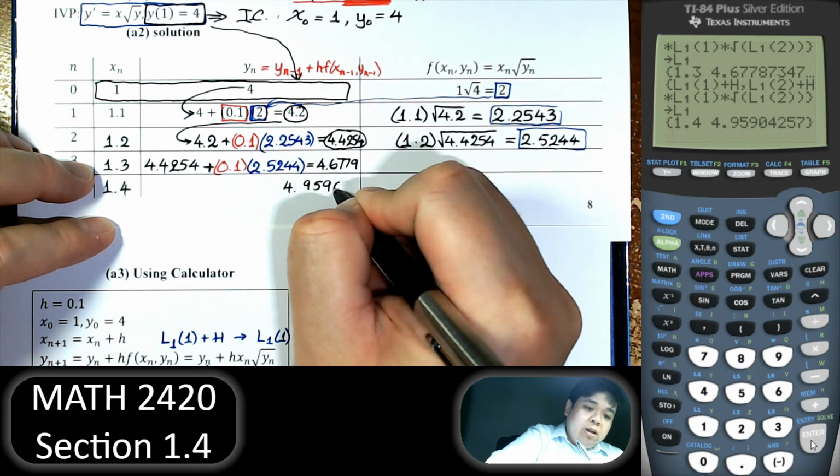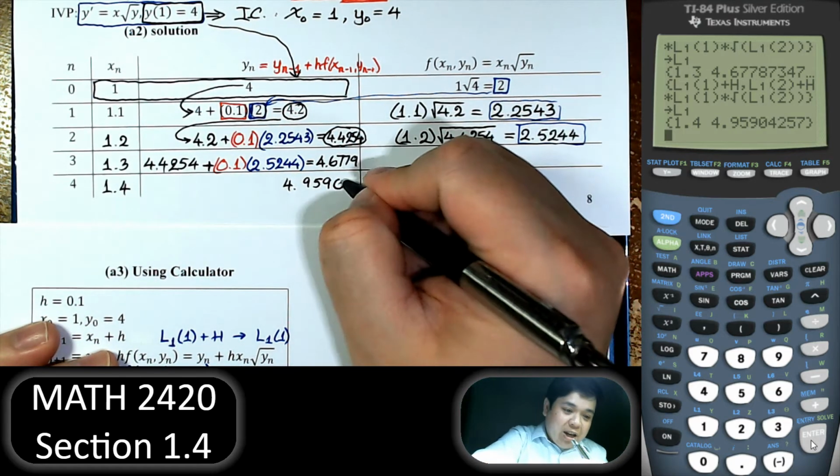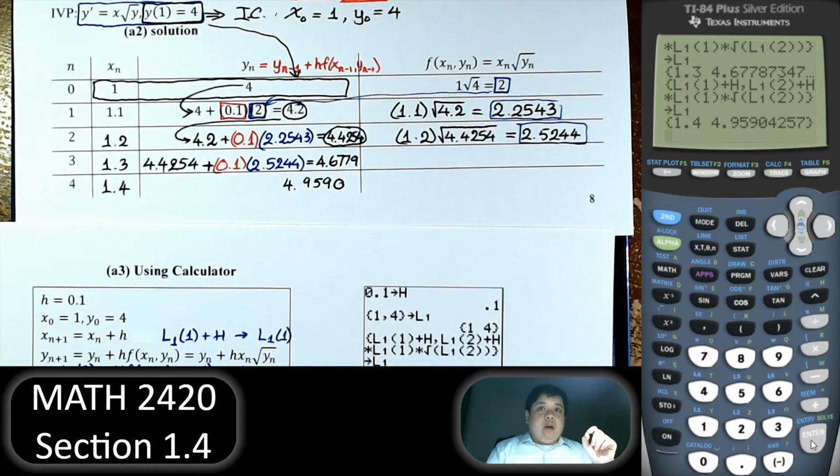4.9590, and of course we can just keep doing that. Right, so that's the idea. Initial value problem, initial condition, that's where we start. Using the slope to go to the next point to update the y values. Once we have the new x, the new y, calculate the slope and use the slope to update the y values. Just keep doing in circle.